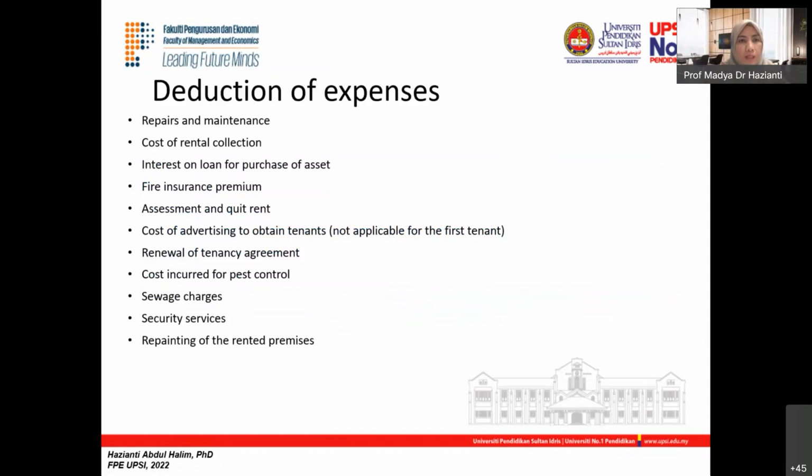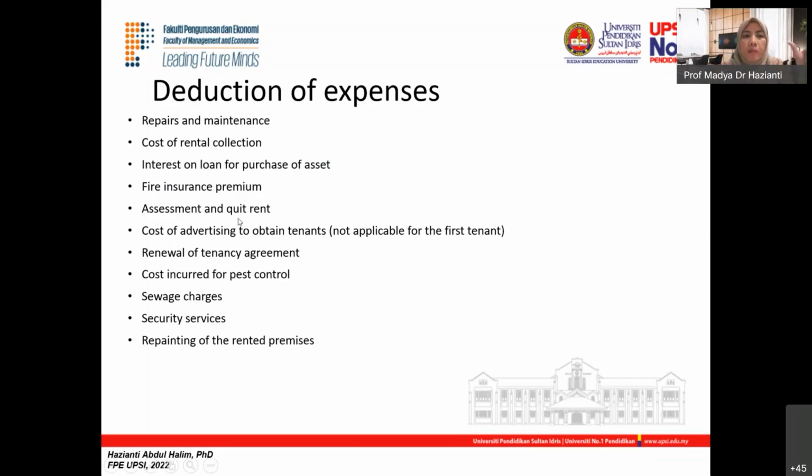These are the deduction of expenses untuk rental. Repair and maintenance, boleh repair bumbung, repair lantai, semua tu boleh tolak. Cost of rental collection, interest on loan for purchase of asset. Right. When you purchase a house, make a loan, you have to pay both principal plus interest. So interest portion tu, interest on loan ni boleh deduct dalam calculation.